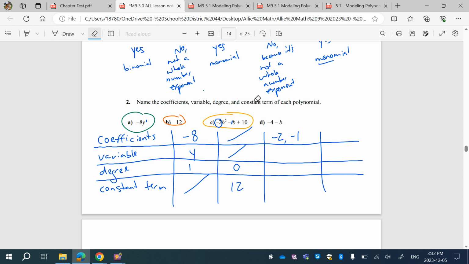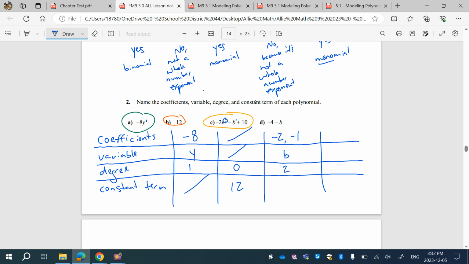Next, the variable. There could be a combination of variables. There could be an x and a y or an a and a b. This one only has b, however. The degree, remember, is going to be our highest exponent. This is a 2. This would be a 1 there. So our degree is going to be 2.